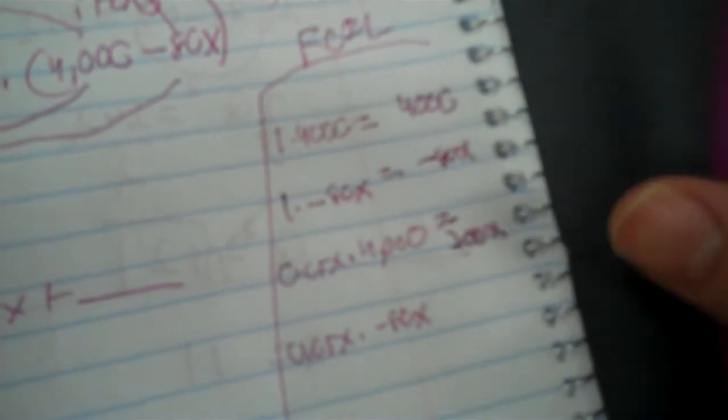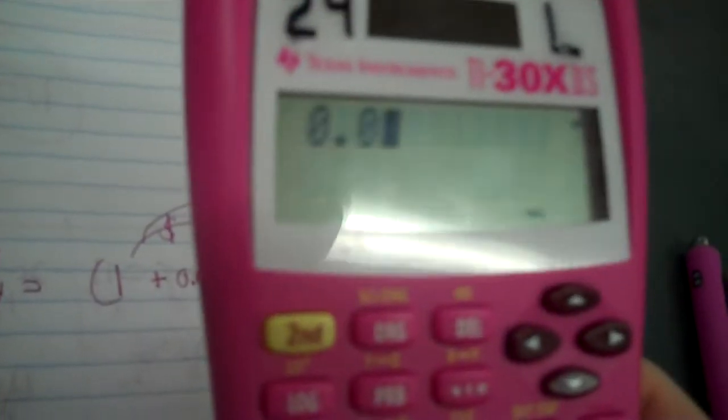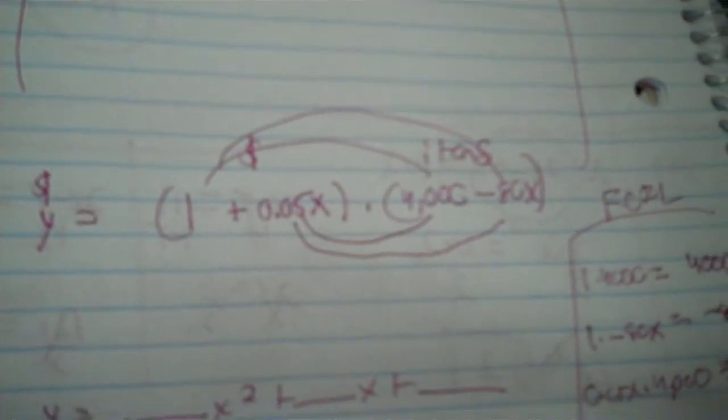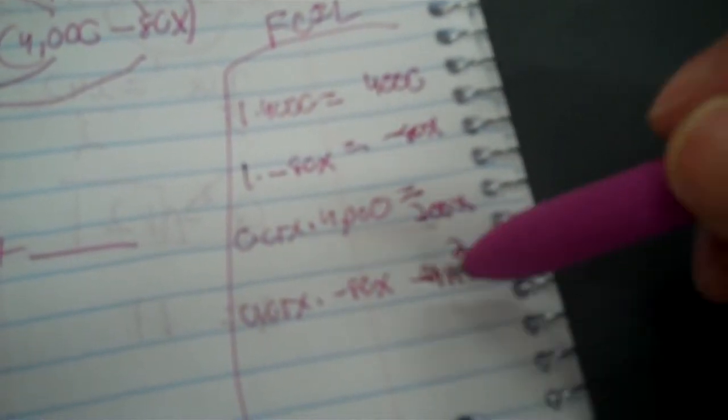Okay, 200x. And then I go 0.05. Remember to make your 80s negative, by the way, because I had a minus sign in front of it. Negative 4. Then x times x is x to the second, so negative 4x squared. So that's my A, negative 4. Negative 80 plus 200 is 120, and then 4,000.